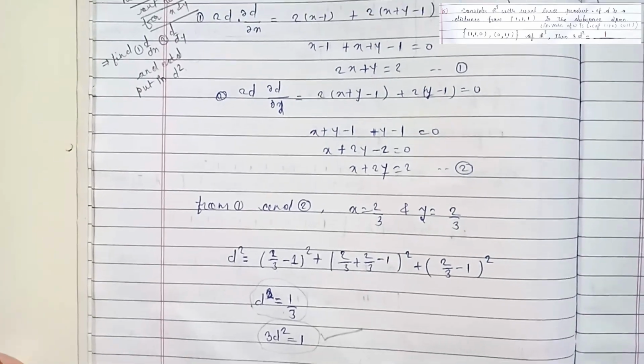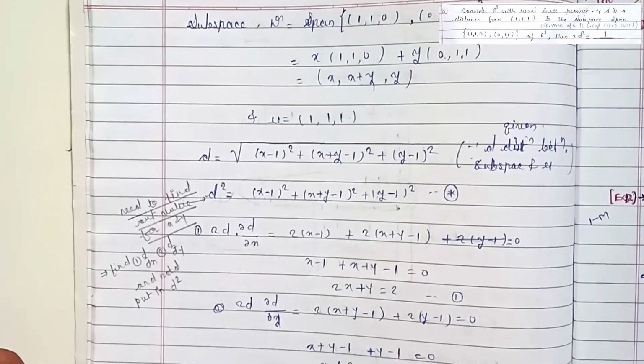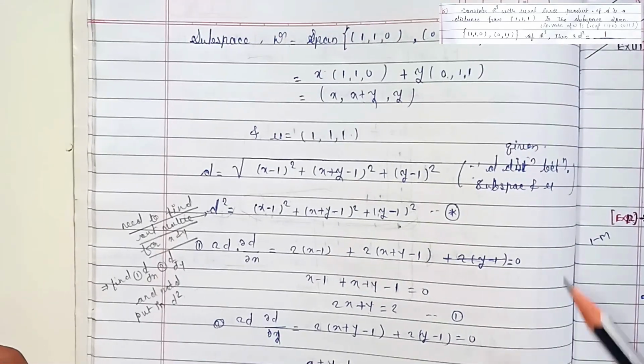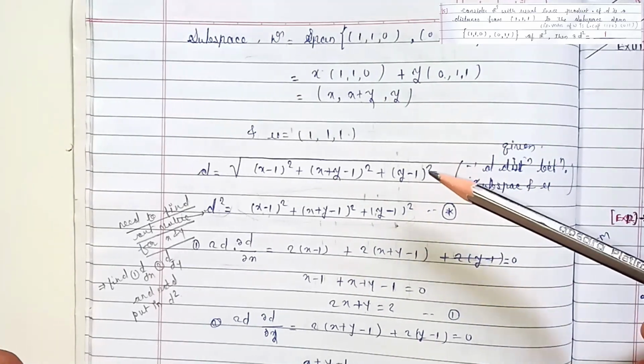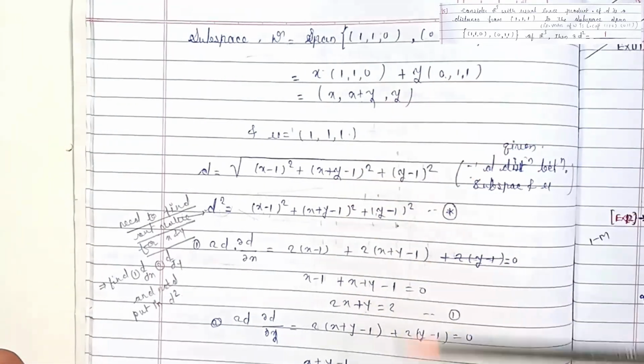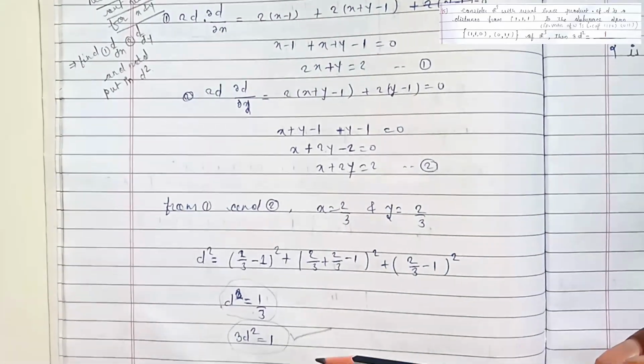Here you can see the complete solution; for your understanding, you may refer to this solution. First of all, find the spanning set for W. Then vector u is given. Find the distance between these two vectors. Differentiate this distance, and you will get the value for 3d square.